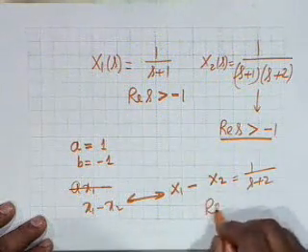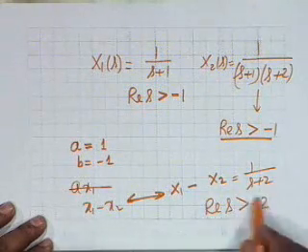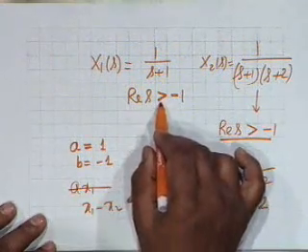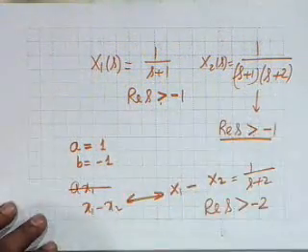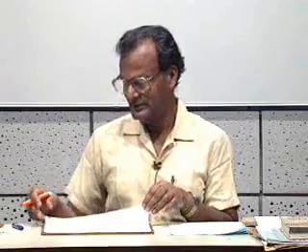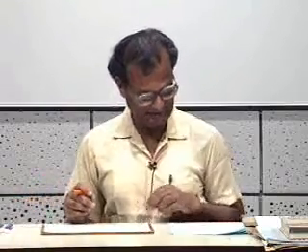And what is the ROC? Real S greater than minus 2. Isn't this a larger region of the S-plane than the regions of convergence of the individual transforms? And therefore, my comment about wide-heartedness of Laplace transform stays. Can it be less? No, it cannot be less. It must be the intersection, at least the intersection.